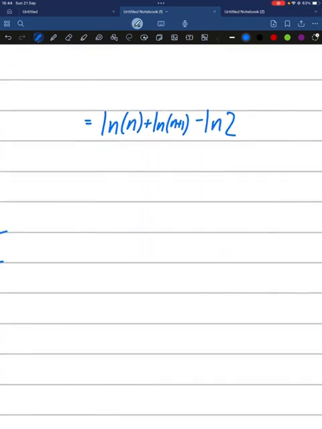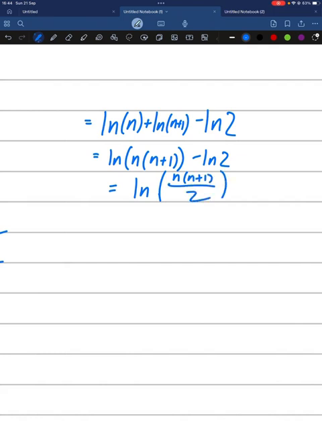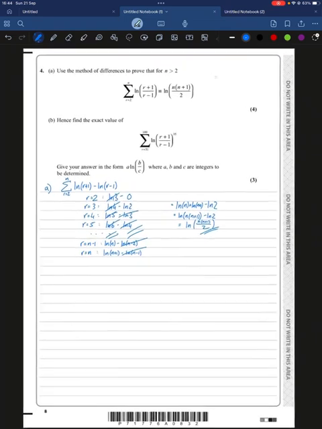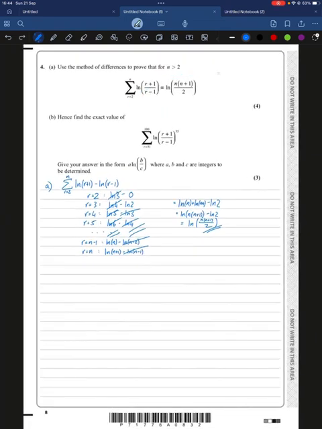Now, just use more log laws, so we'll do the addition first because that comes first in BIDMAS. So we'll get ln of n times n plus 1 minus ln 2. Now divide that, so that's ln of n times n plus 1 over 2. And this is what we have to prove, right? Yeah. So that already we know is 4 marks right there.